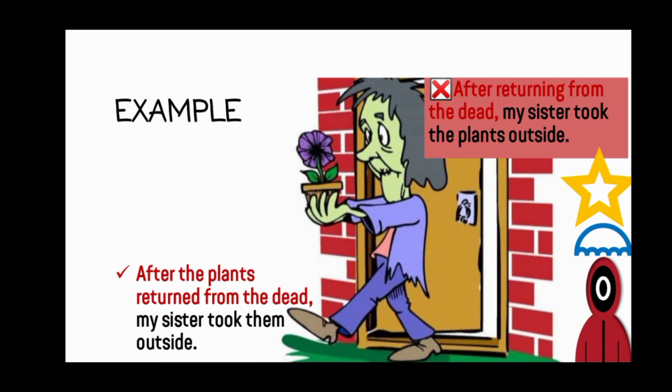Our modifier is after returning from the dead, but who returned from the dead? There is a missing part of this phrase. You may need to change or rewrite the sentence to clarify who's completing the action. To fix a dangling modifier, you often have to add more words to the sentence. So going back to the example, the best way to write this is after the plants returned from the dead, my sister took them outside. So both of the clauses now have a doer of the action. The first doer is the plants, and the second is the sister.